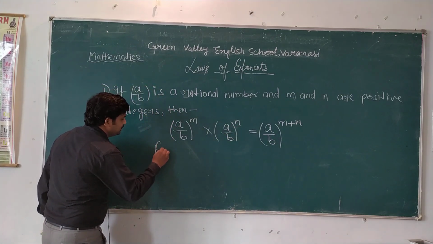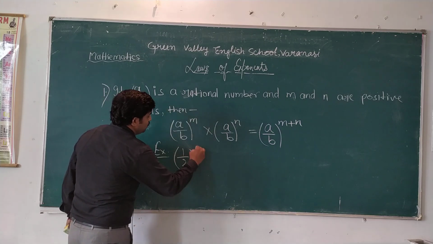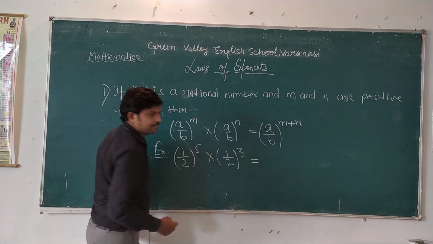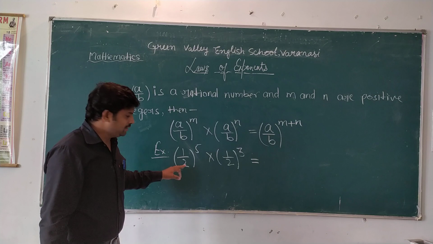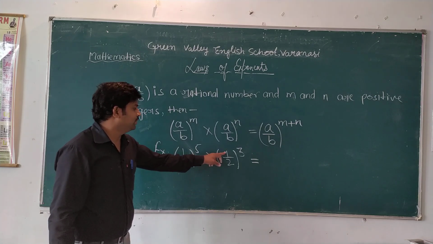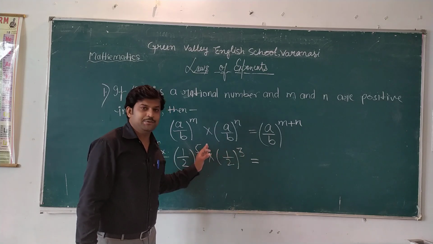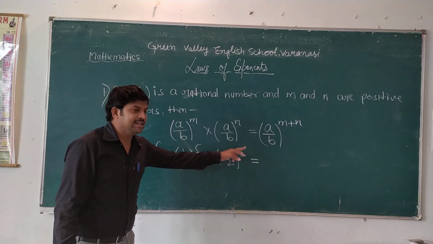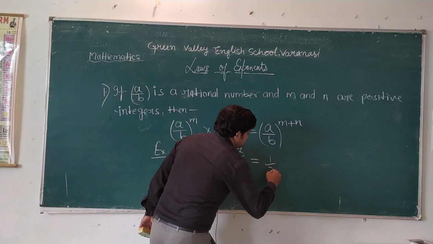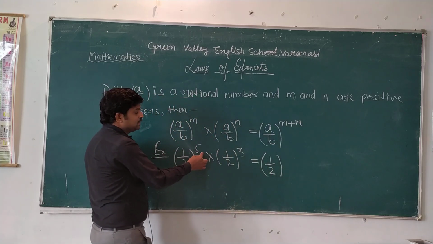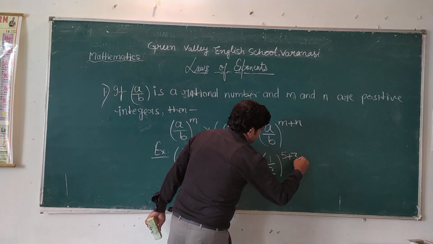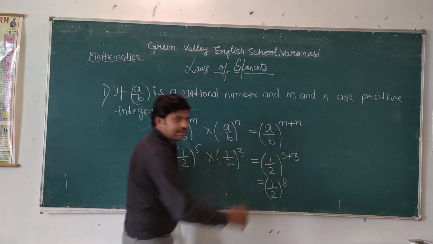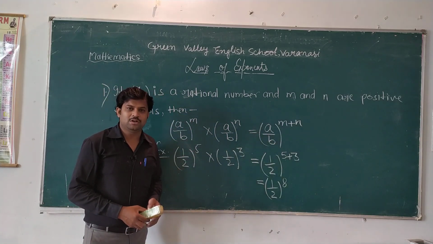For example, (1/2)^5 multiplied by (1/2)^3. Here 1/2 is a rational number. The powers are different but the bases are the same, and when the bases are the same, then the powers are added. That's why we can write 1/2 with powers added, 5 plus 3, so (1/2)^(5+3) is equal to (1/2)^8. This is our first law of exponent.